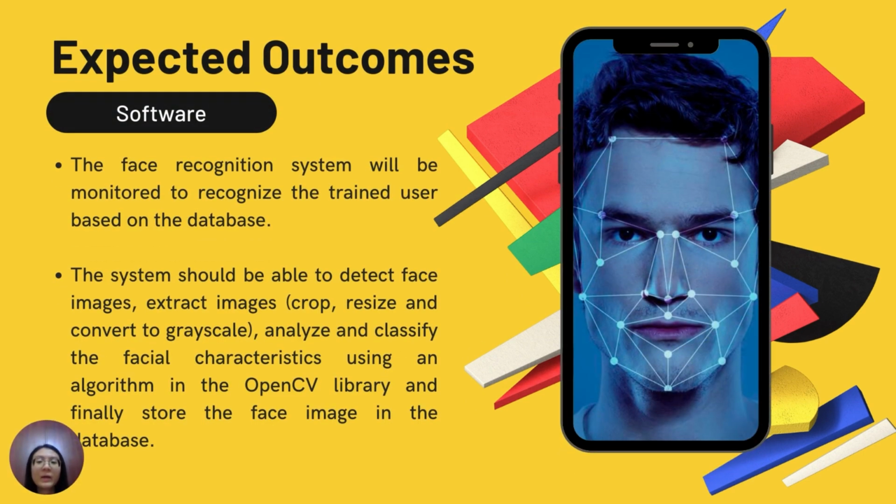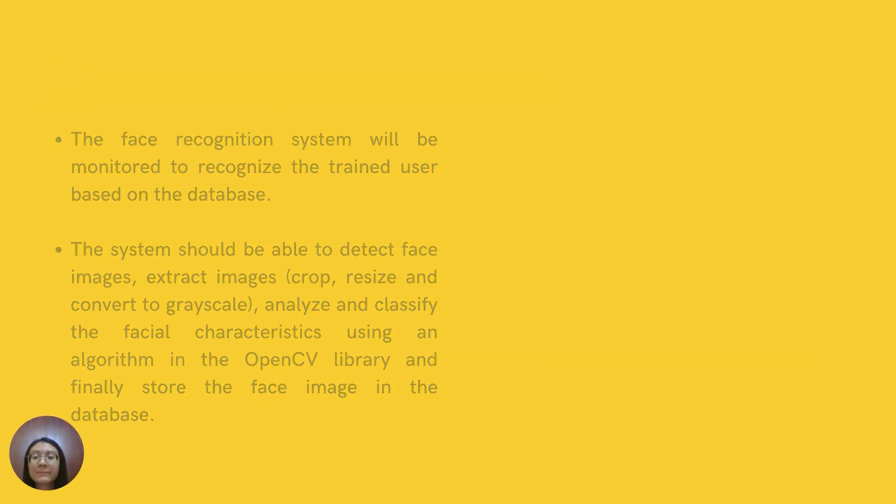For the expected outcomes, the software part is expected to recognize the trained user based on the database. So the system should be able to detect face images, extract images, for example, crop, resize, and convert the images to grayscale, then analyze and classify the facial characteristics using an algorithm in the OpenCV library, and finally store the face image in the database. Thus, the recognition process can be resolved based on the database.